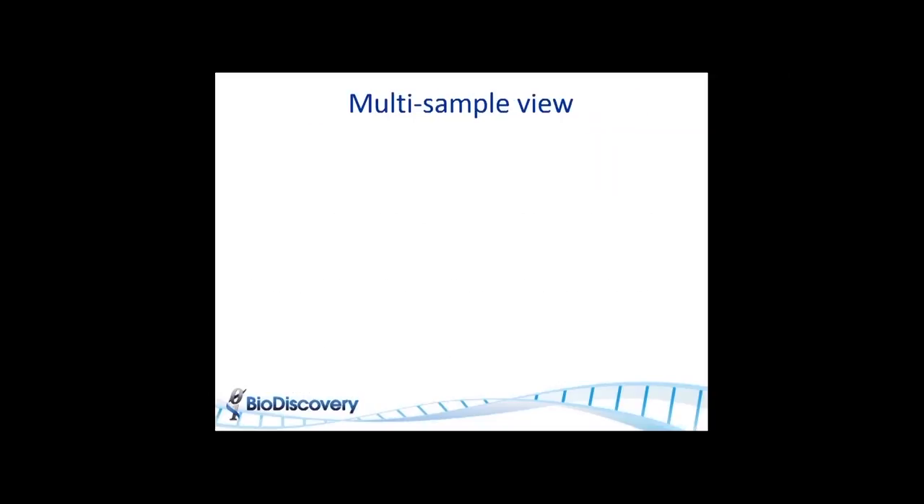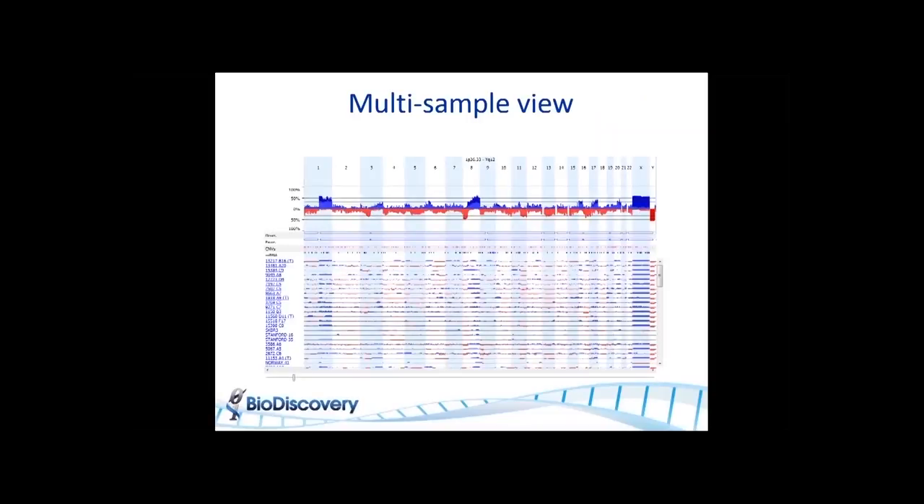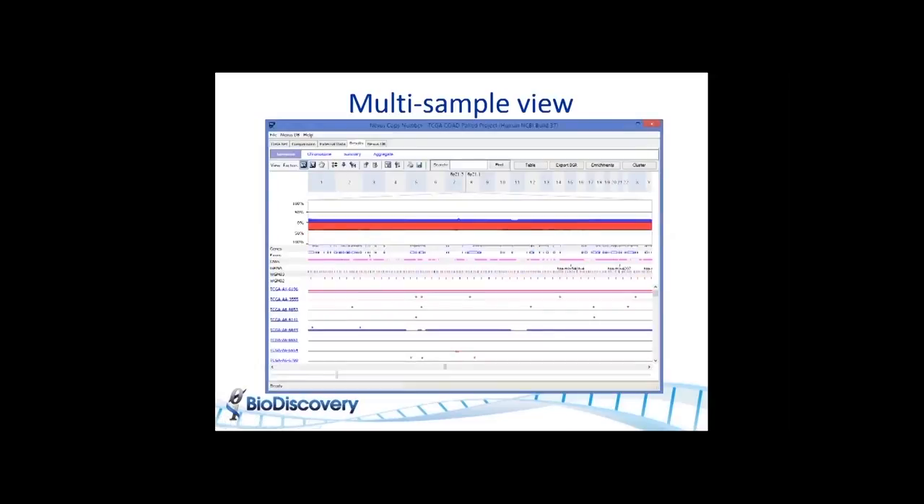So just a few screenshots from Nexus Copy Number. Here's a multi-sample view. This is a breast cancer data set. On the top is the frequency plot for gains in blue and losses in red. Below this are where the region or annotation tracks are. And down here, each individual sample is listed with its aberration profile. Clicking on the sample name will take you to another window which has information specifically for that sample.